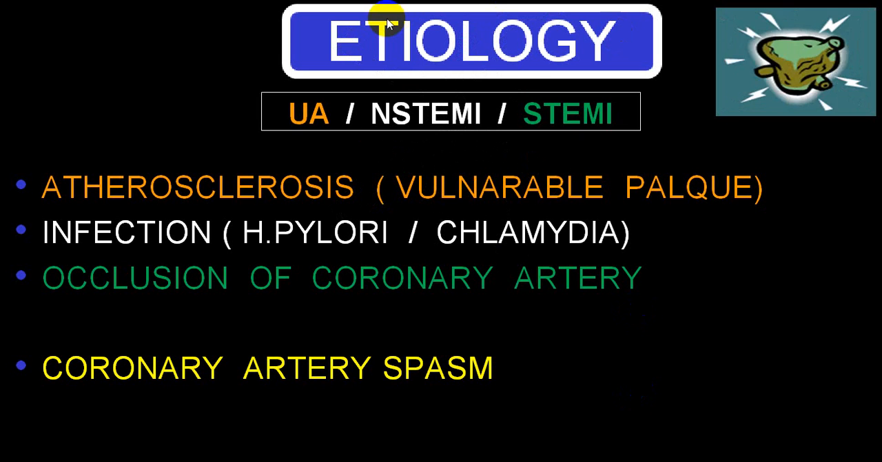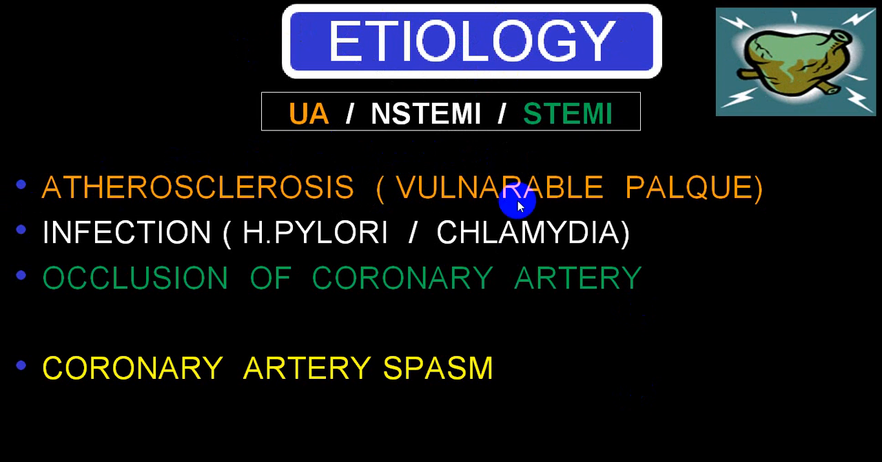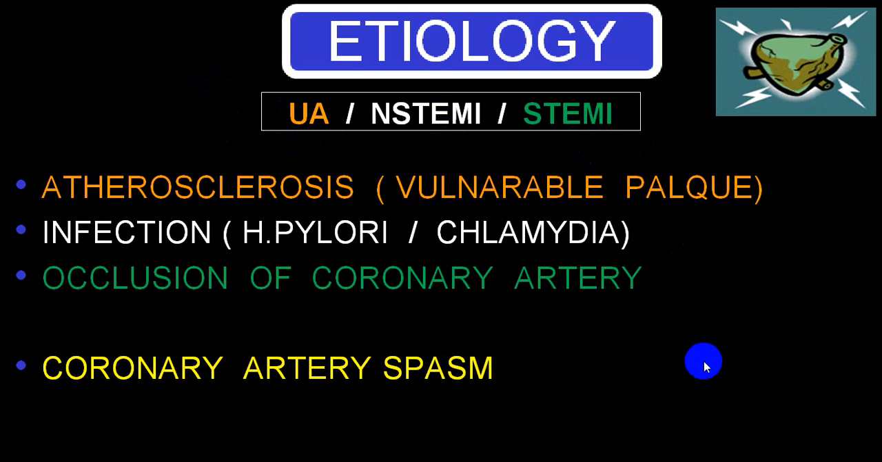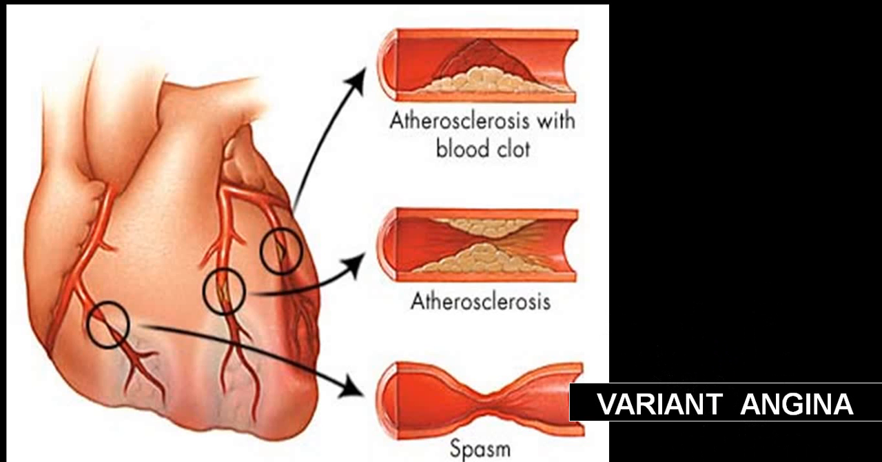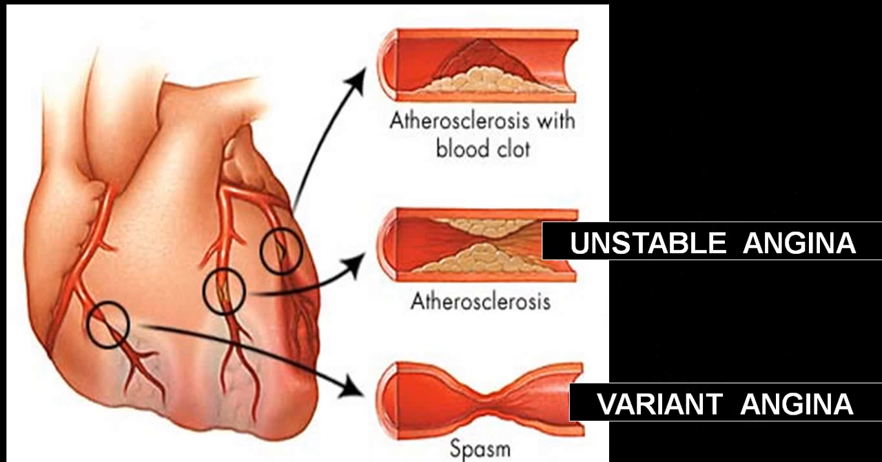And this vulnerable plaque will end up in what we call acute coronary syndrome, which are three separate pathophysiologies: unstable angina, non-STEMI, and STEMI. This spasm will lead to variant angina. This is partial occlusion, unstable angina. This is a vulnerable plaque, and when it ruptures with complete occlusion, it will give rise to what we call acute MI.